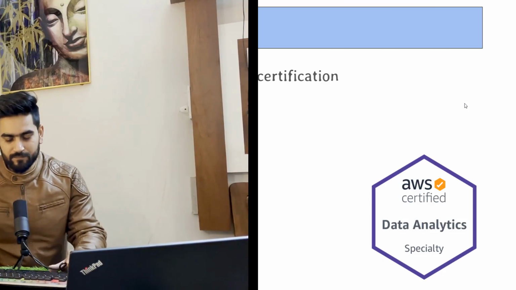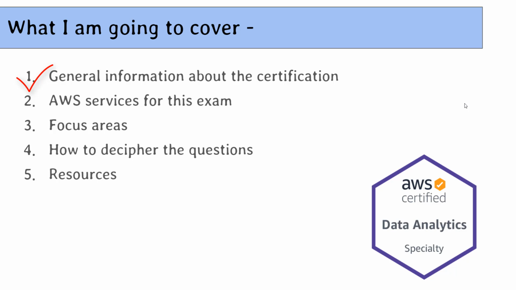Now, let's see what I'll be covering in this video. I'm going to cover general information about this certification, then different AWS services that you need to study for this exam. Then I'll cover focus areas. So these are the topics that you must cover. Then the fourth one is how to decipher the questions. I'll show you the different type of questions that you can get. And the last one is resources. I'll give you a detailed list of resources that you can follow and you can start your certification journey.